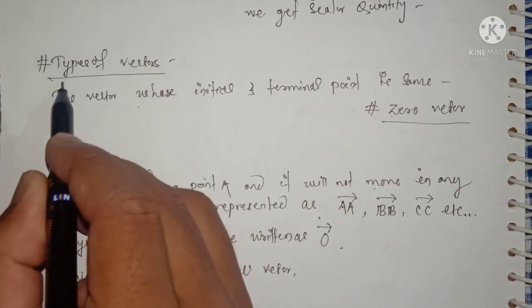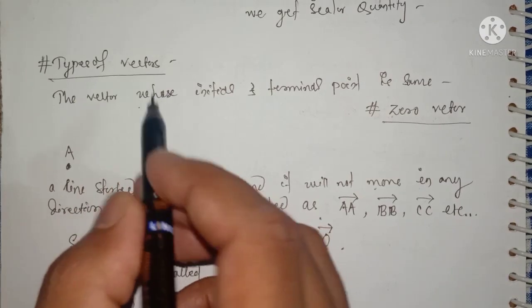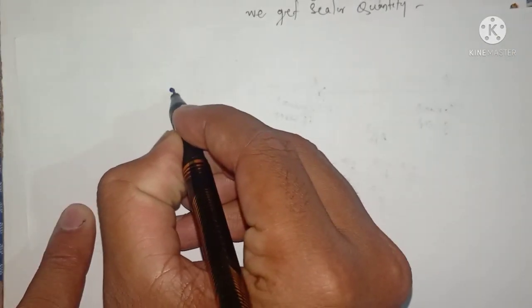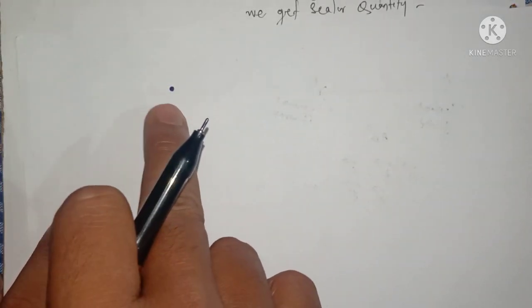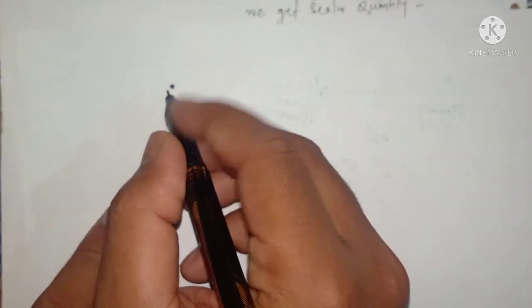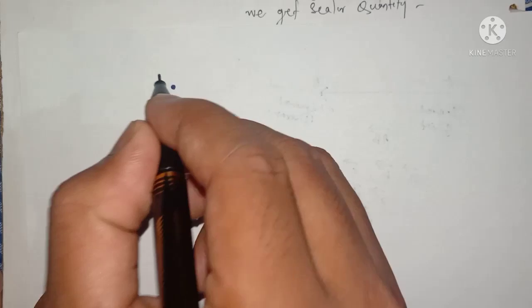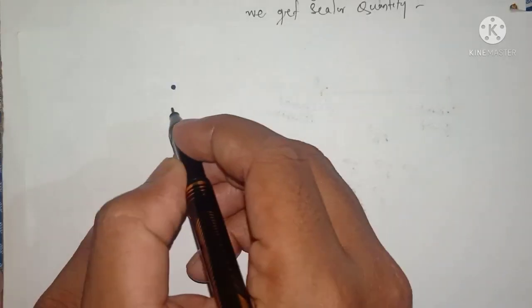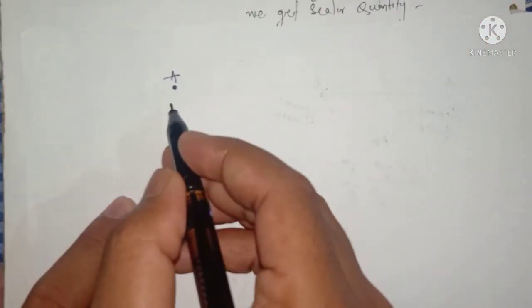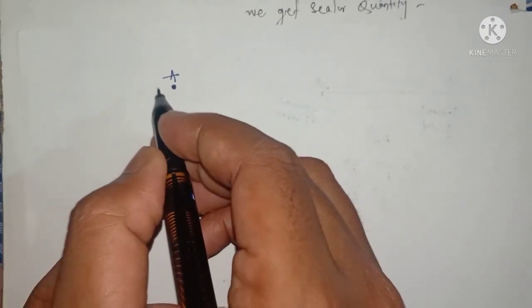Now students, we will discuss the types of vectors. So there are so many types of vectors. First we will discuss the zero vector. Students, see, if I place a point here, and I ask you a question, what are the initial and terminal points of this point? So what will be your answer? Your answer will be the initial point and the terminal point are the same, because here we have a point. If I place A here, then the initial point and the terminal point are the same.